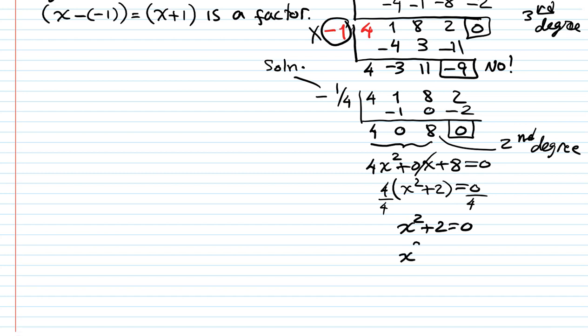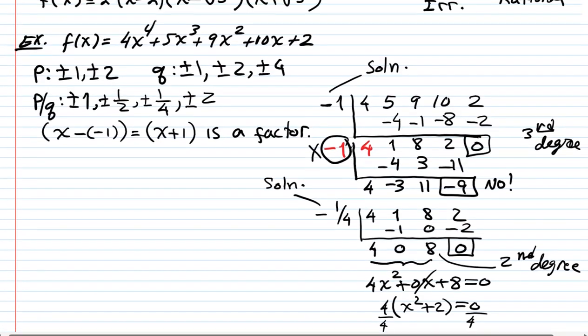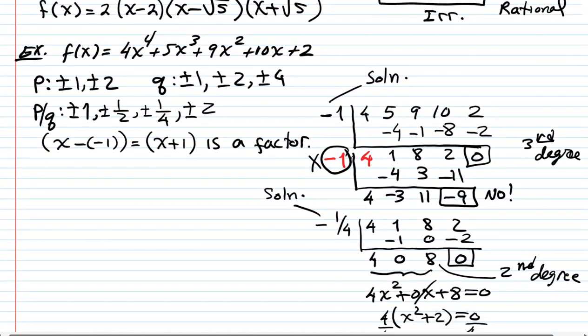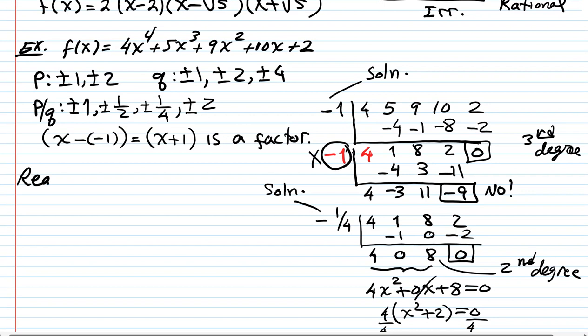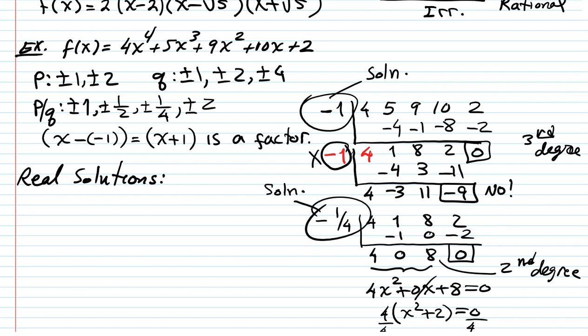Now the solution, check this out. Subtract 2 from both sides. Can I square a real number and get negative? This can't be. Not real. And we are looking for real solutions. Okay. Therefore, the only real solutions, so here we're going to say the real solutions are simply negative 1 and negative 1 quarter.